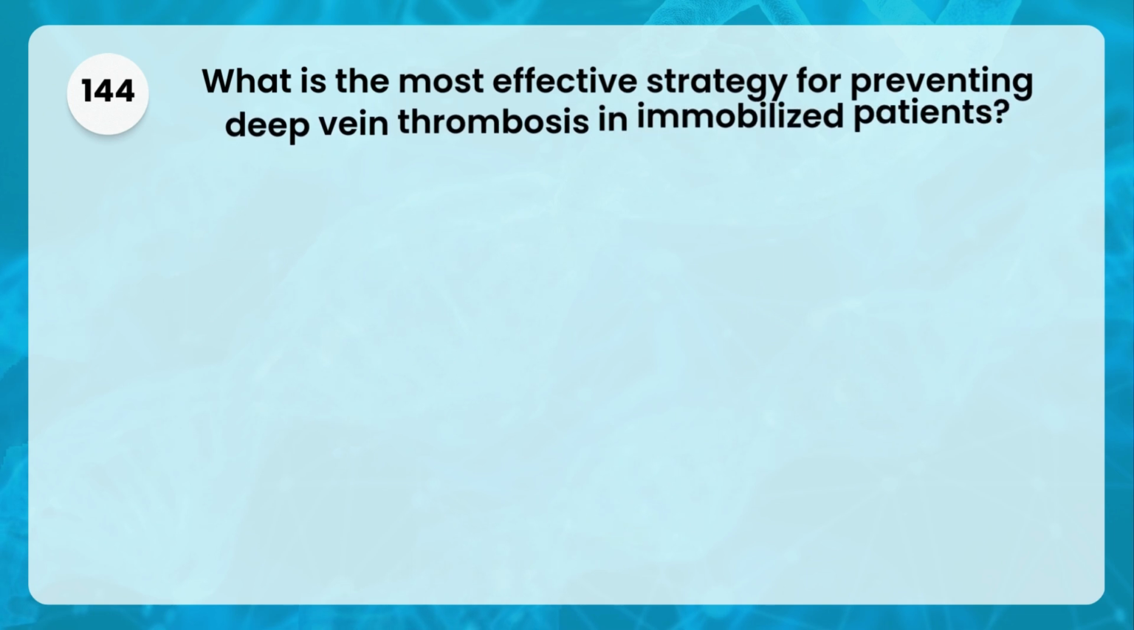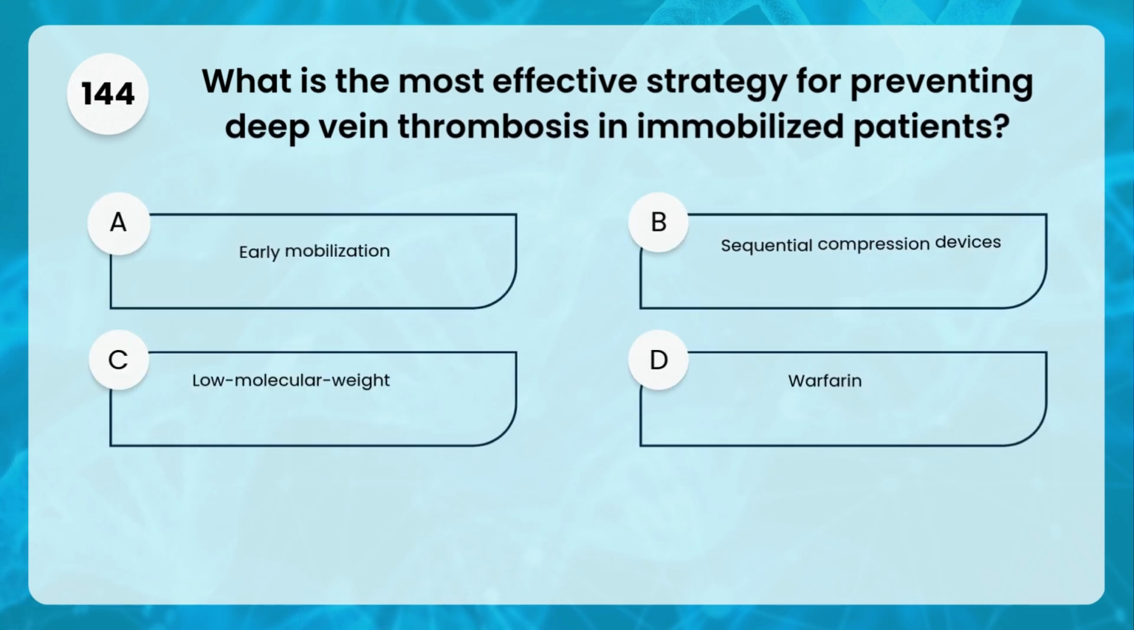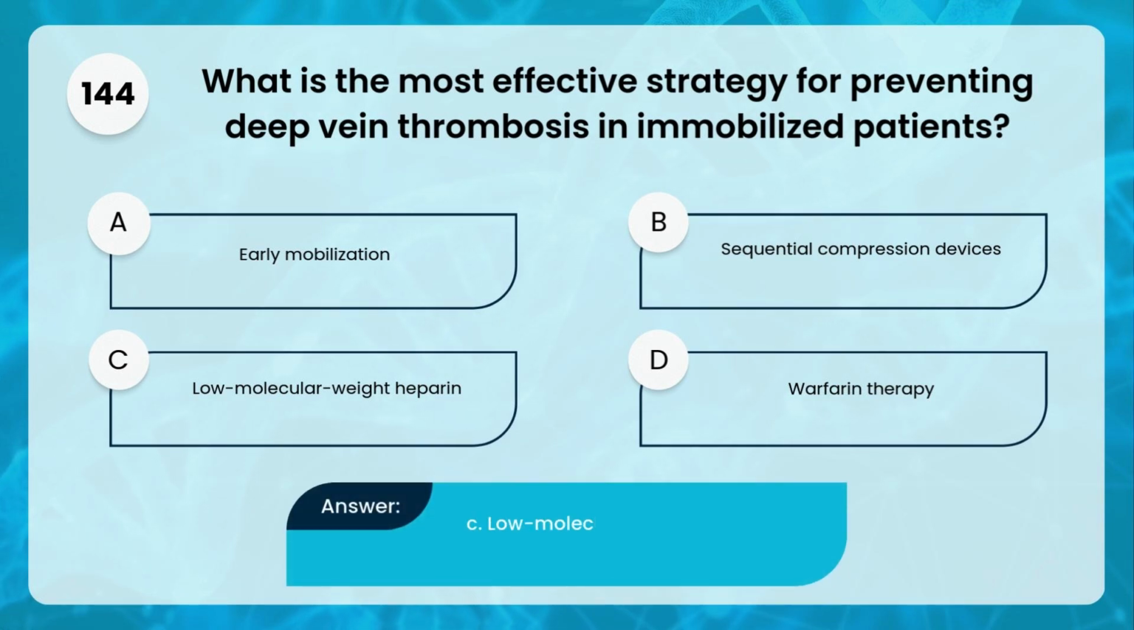144. What is the most effective strategy for preventing deep vein thrombosis in immobilized patients? A. Early mobilization. B. Sequential compression devices. C. Low molecular weight heparin. D. Warfarin therapy. The answer is C. Low molecular weight heparin.